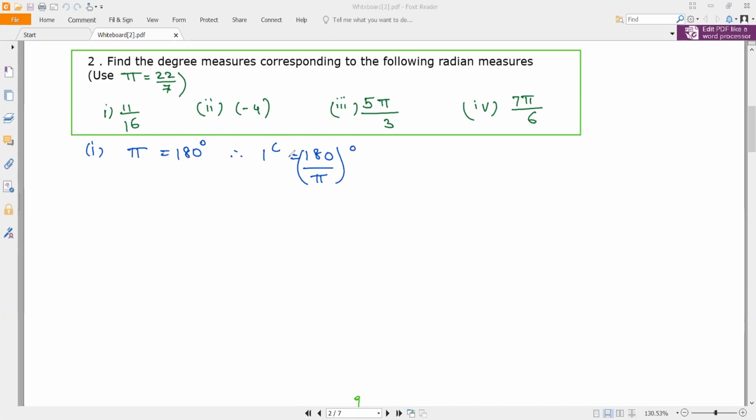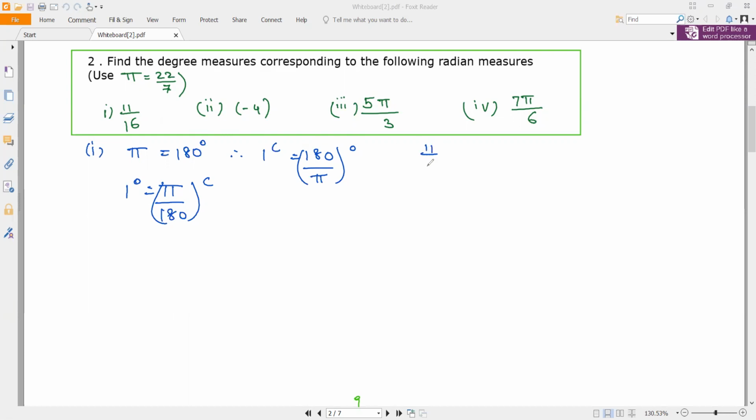One way you can remember these conversions, if you do not want to do it from pi is equal to 180 degrees, is by simple comparison. Whenever you want to convert something into radian, pi is for radian, so pi will be in the numerator. Whenever you have to convert something into degree, then 180 will be in the numerator, because 180 corresponds to degree and pi corresponds to radian. That is an analogy you can use to remember the formulas.